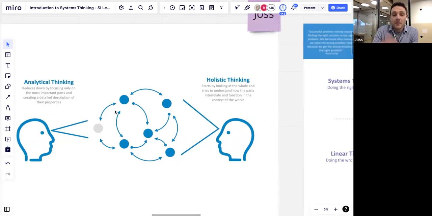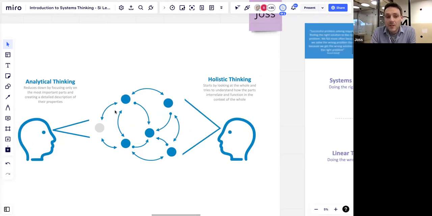But there's another, and that's very good for many things. It obviously tells us how systems work and gives us a detailed understanding of things. But there's another mode of reasoning where we're expanding outwards to try and see the whole that those parts are interrelated within, and the function of those parts within that broader system. We call this synthetic thinking or holistic thinking. It's about putting the parts together to see what emerges, what's the whole that forms. It starts by looking at the whole and tries to understand how the parts interrelate and function within that broader context.